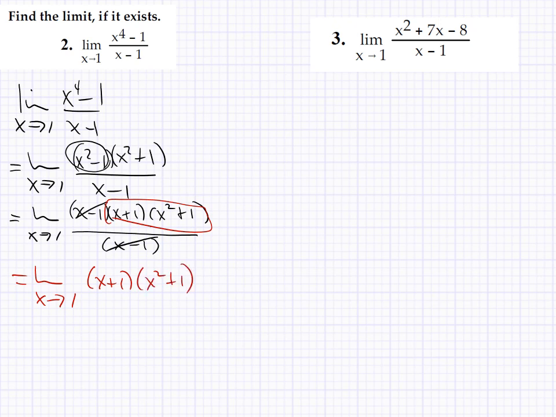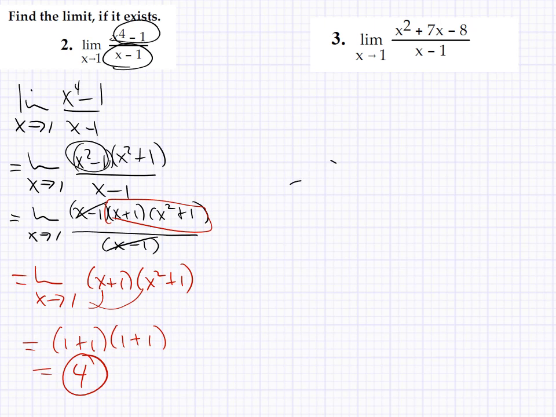Well, now we got to a point where it's just a polynomial. So I can plug 1 in, and what you see is you get (1 + 1)(1 + 1), 2 times 2, 4. There's your limit. The big issue here was I couldn't plug 1 in from the beginning because the denominator would have been 0. But if you look, the numerator also would have been 0, and that kind of tells me that this was the way to go. If I look at this next one here, same deal.